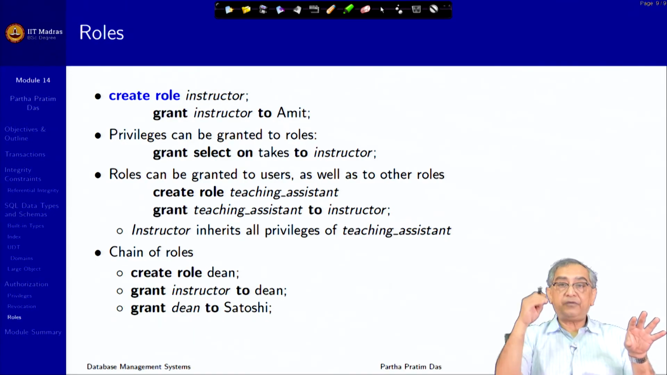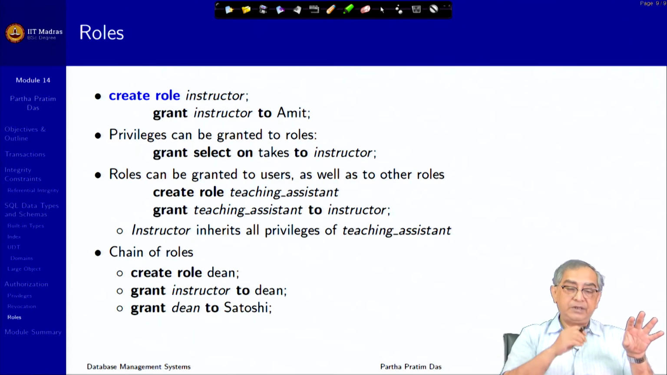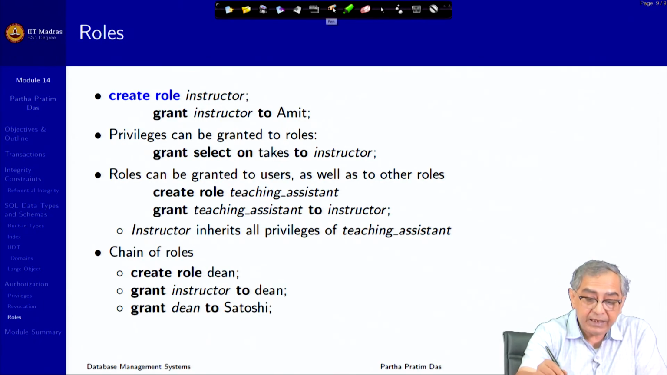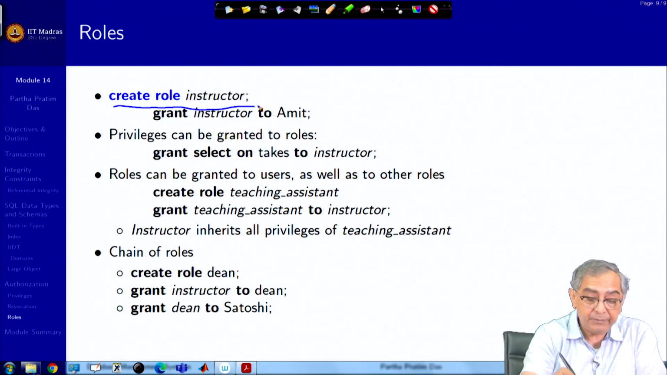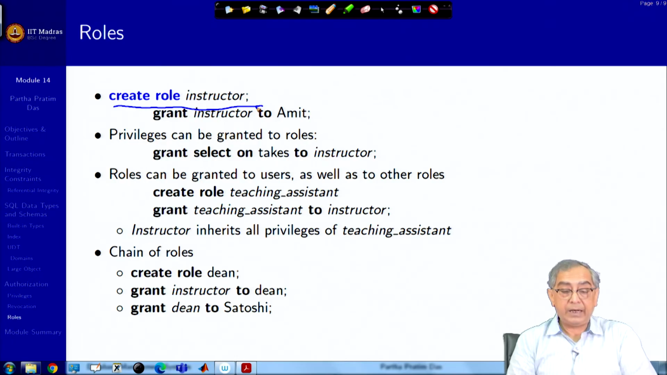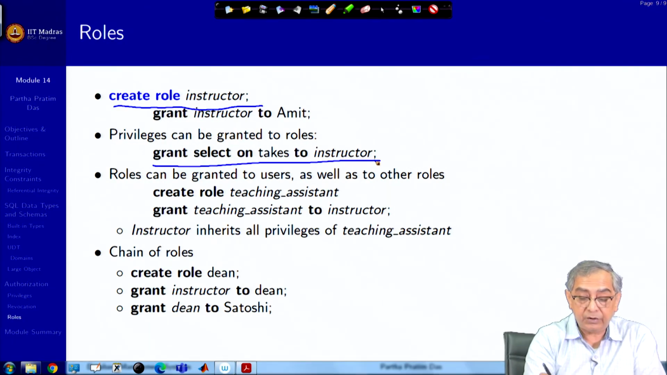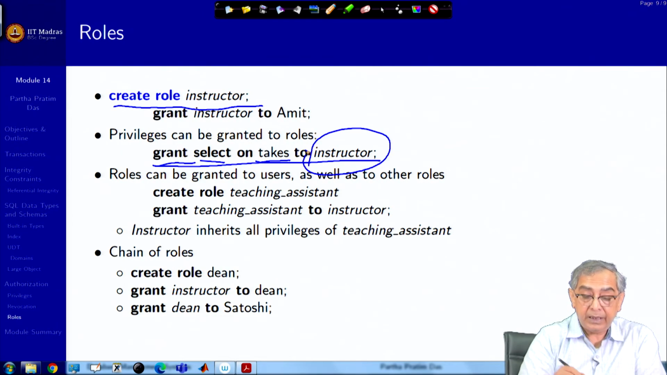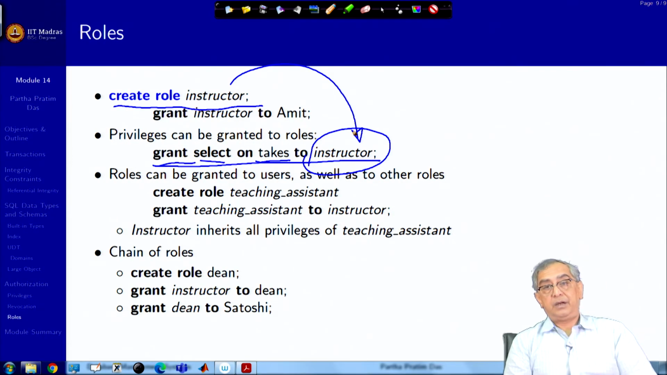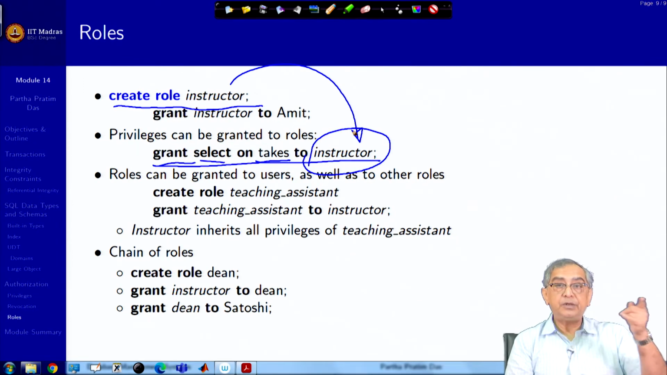privileges. So, instead of granting it to that person specifically, you create a role, give it a name, and grant the privilege to that role. So, you are doing grant select on the relation text, and here you are not granting it to an individual user, but to a role. Now, how do you add a person to the role?